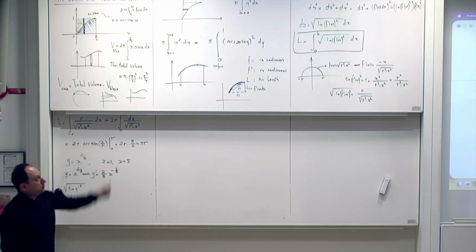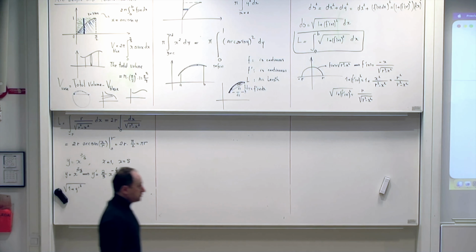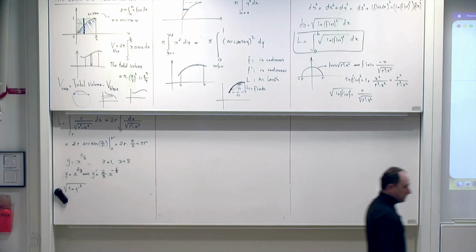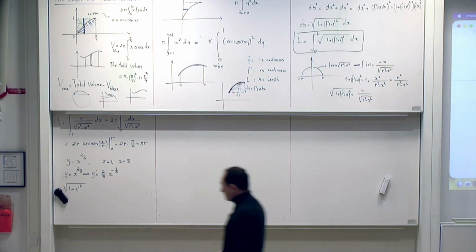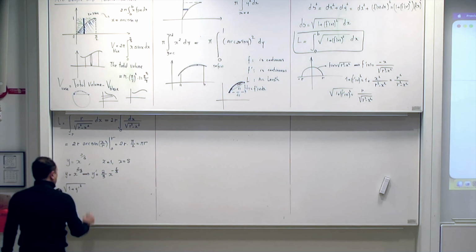Square root of 1 plus f prime to power 2. I have to calculate this one. This one you have to be very careful, because if you can manage to do this correctly, if it is possible, then more or less you are done. So let us do that.